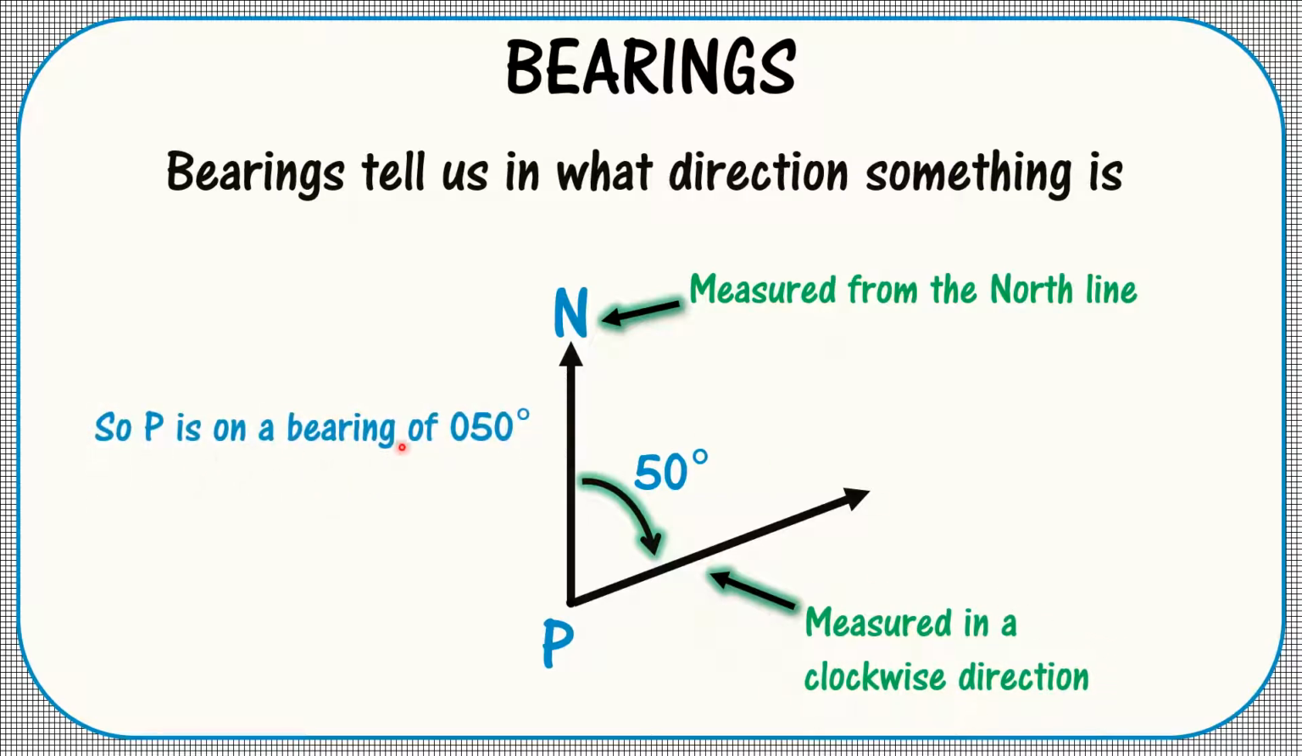So P is on a bearing of 50 degrees. And the final bit of information is that it is an angle written as three figures. That's why we have 050 degrees. So the three things we need to know about bearings are they are measured from the north line, they are measured in a clockwise direction, and it is an angle written as three figures. On the next few slides, make sure to remember these three key bits of information.